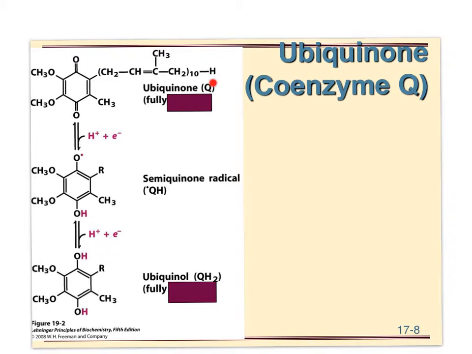See, it's got this really huge isoprenoid tail. This one that they're showing here is at least 10 carbons. It's so hydrophobic, it stays in that membrane, on the inner membrane. So you don't have to worry about it jumping all over the place. Okay? And then they just call it R down here. So it can accept one proton and one electron to make semiquinone. Then it can accept the second proton and electron to make ubiquinol.